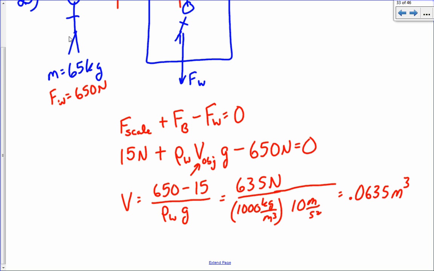Answers are in the back of the book, by the way, for the odd numbers. Yeah, 0.0635 cubic meters. It looks like that was actually part B, asking for the volume.